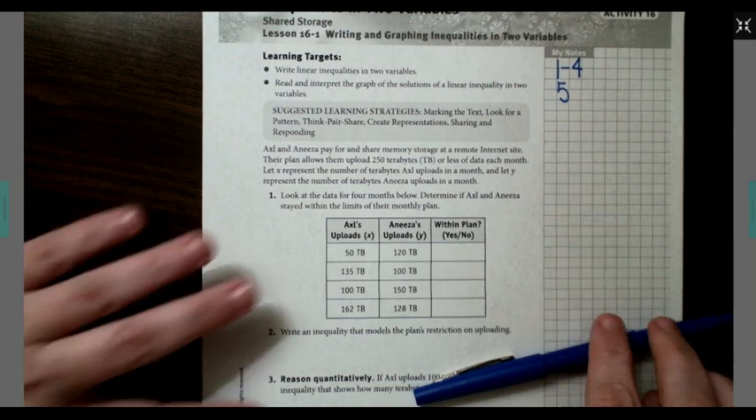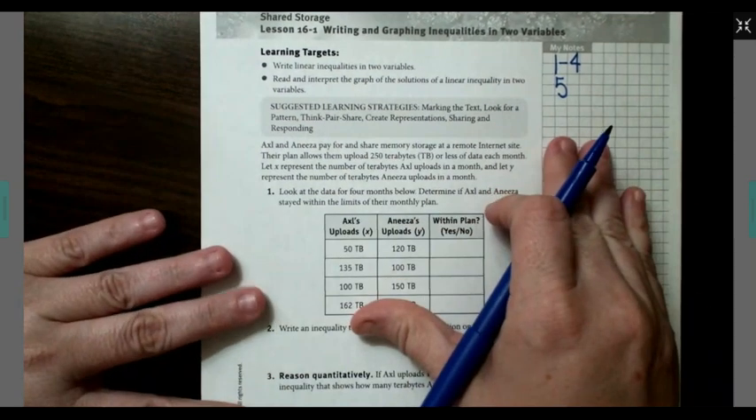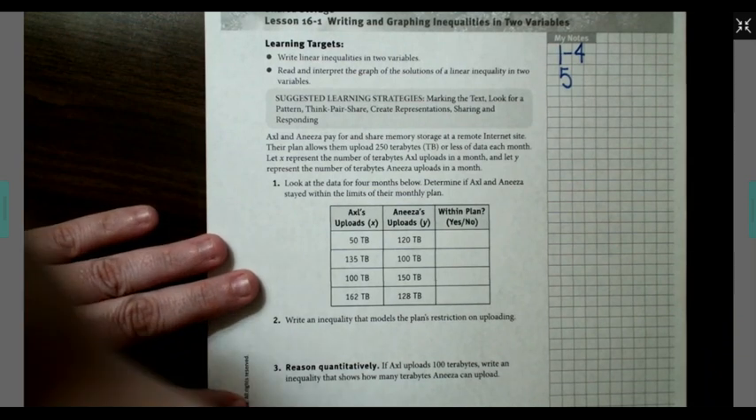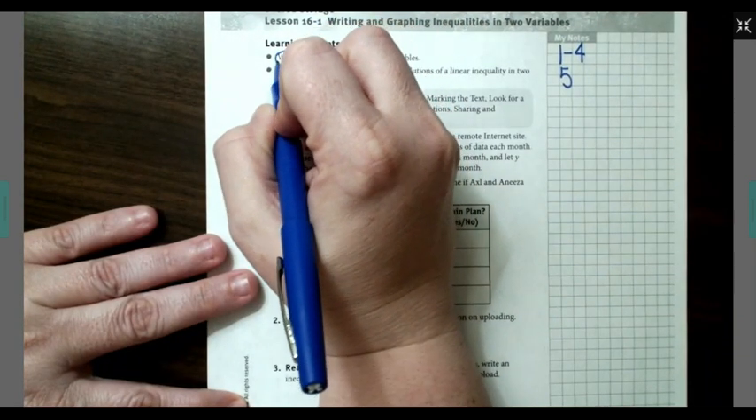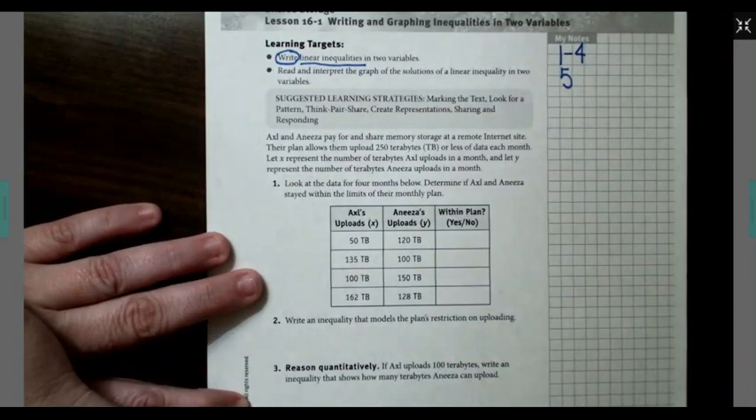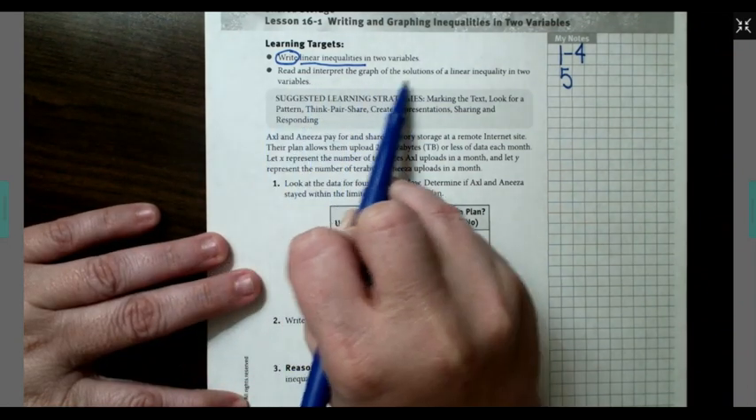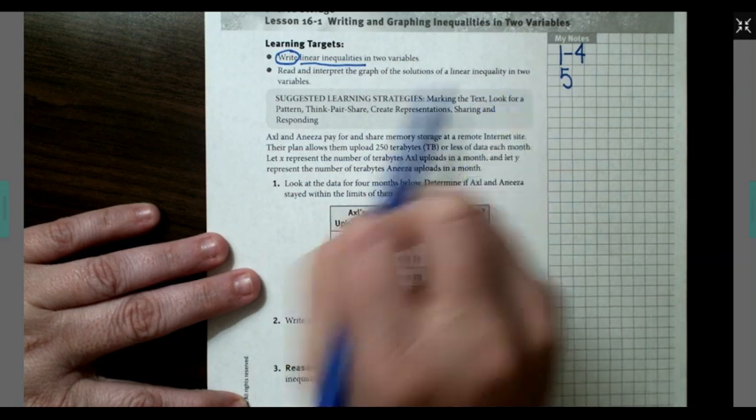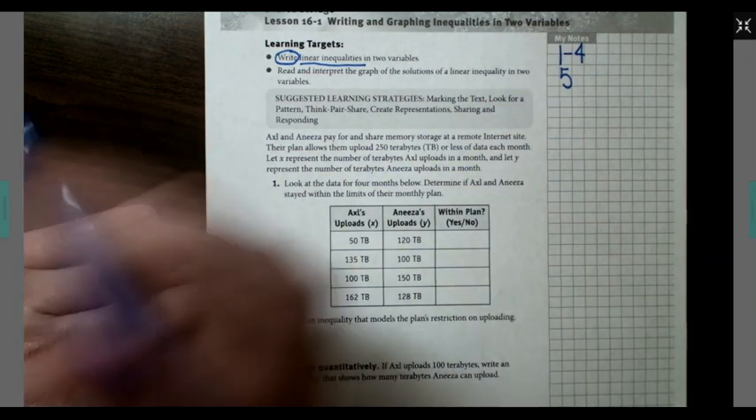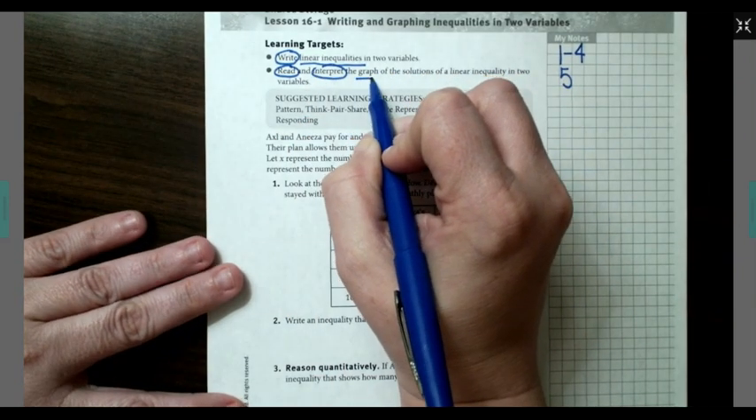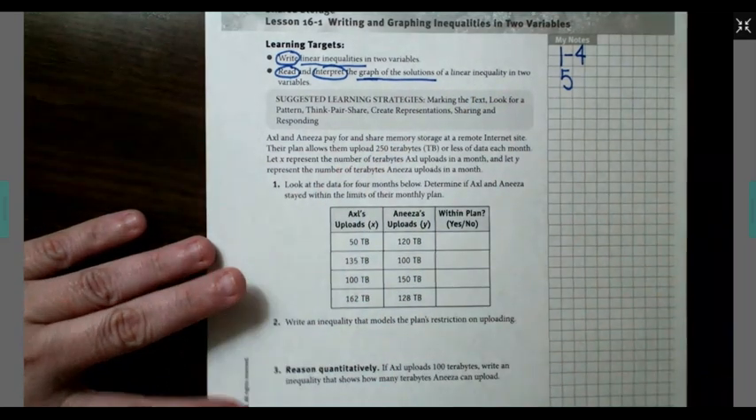Let's go ahead and take a look at our learning targets and unpack those. The first one says, write linear inequalities in two variables. So you should have circled "write" and underlined "linear inequalities." Let's take a look at number 2. Read and interpret the graph of the solutions of a linear inequality in two variables. We are going to be reading and interpreting. And what are we going to be reading and interpreting? The graph of the solutions.